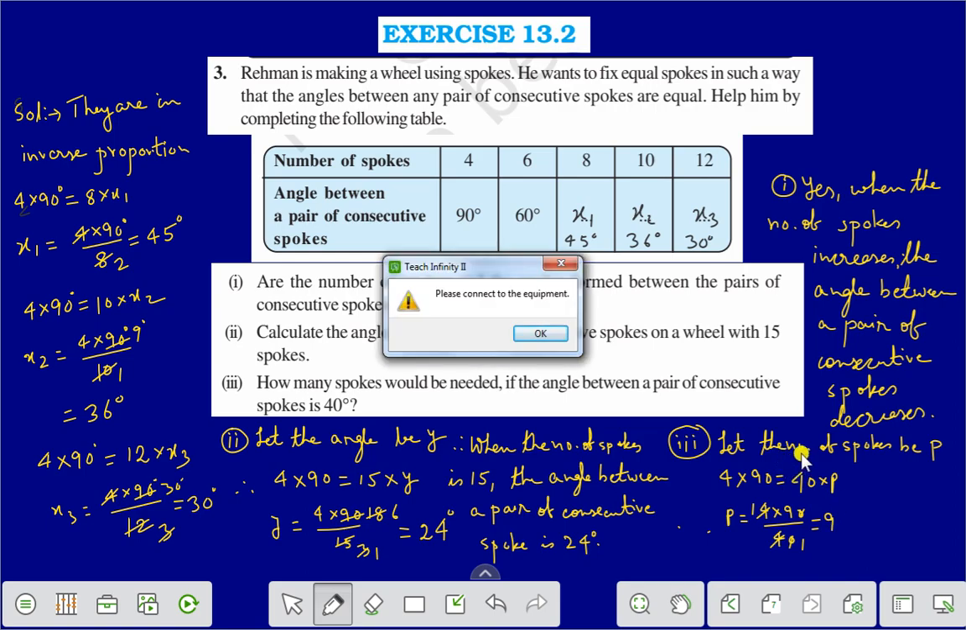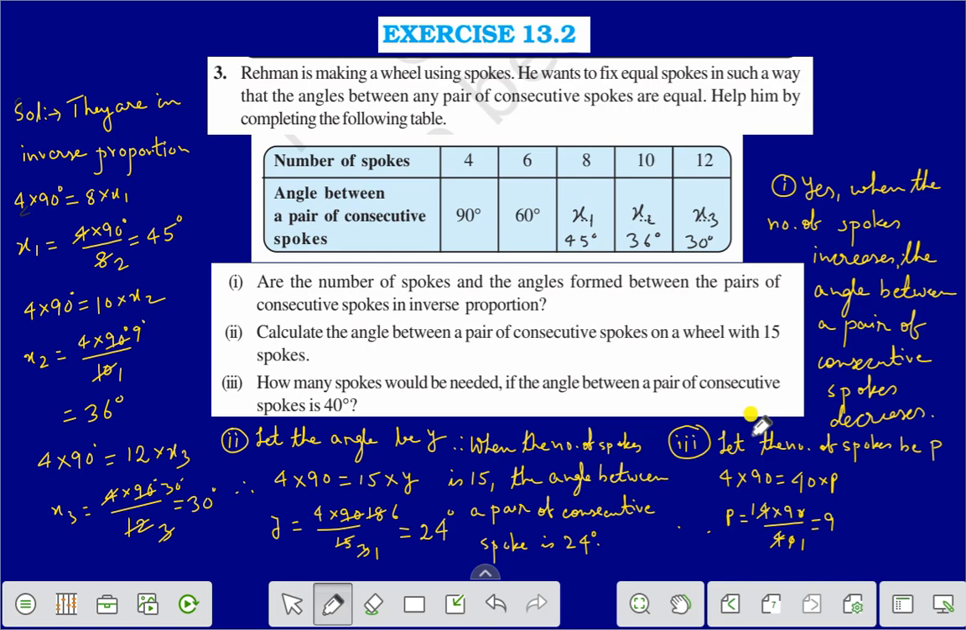That means when the angle between a pair of consecutive spokes is 40 degrees, the number of spokes is 9. Therefore, the answer is 9.